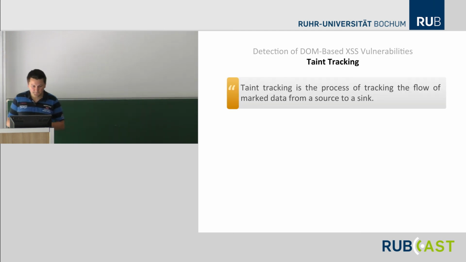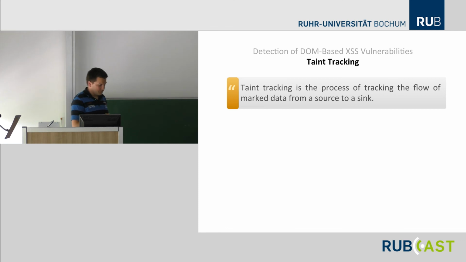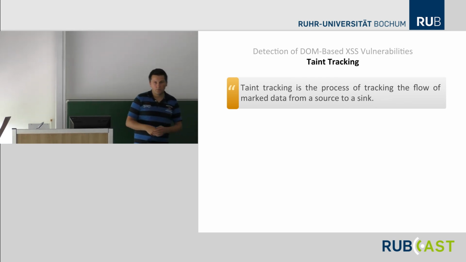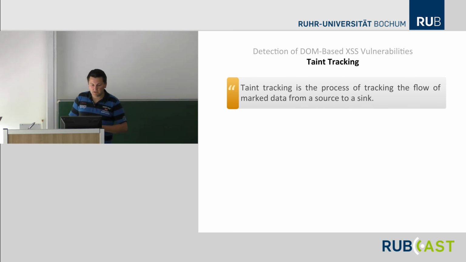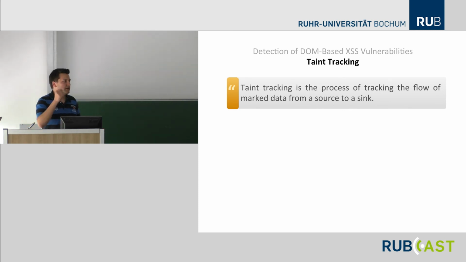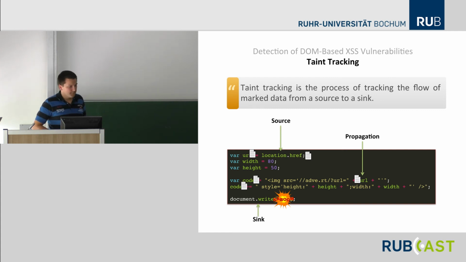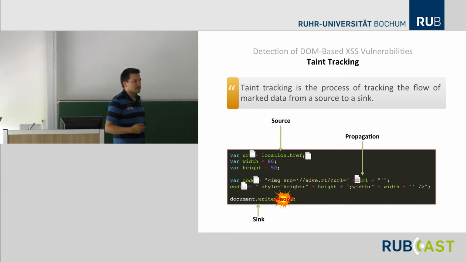And taint tracking is a technique. I have a definition here. Taint tracking is the process of tracking a piece of data through a running program, basically, when we talk about dynamic analysis. So what we are trying to do is what we did manually before. So we saw there's this location href call, this goes into a variable, then we follow with our eyes, okay, this is going to string concatenation, and then it ends up in a security sensitive function. And this is exactly what we are trying to automate.